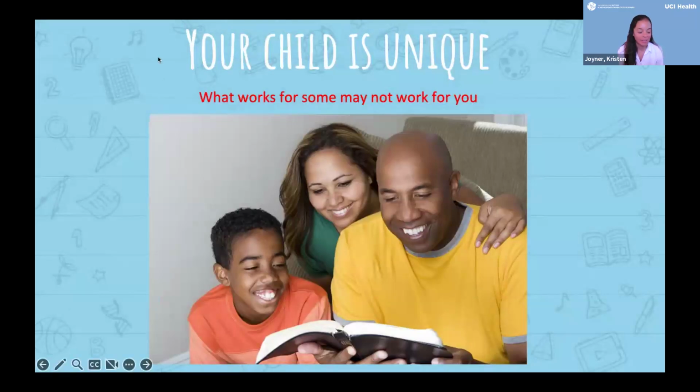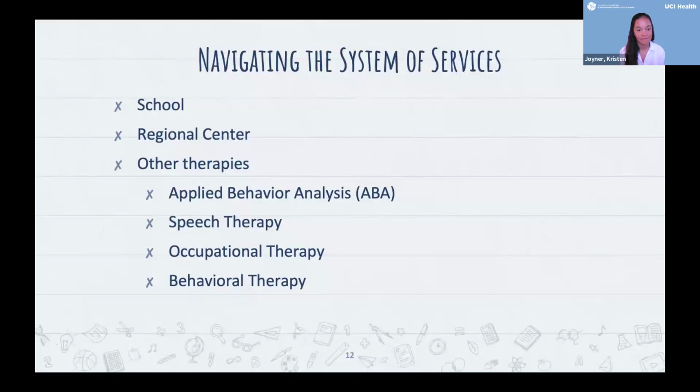Just keep in mind, the supports that I'll mention, just like what works for one family is not necessarily going to work for everybody. So you want to tailor this to your own child's needs. They're not going to need all of the things that I will talk about. So, in terms of the systems of services that exist, I'll start by just highlighting the regional center.